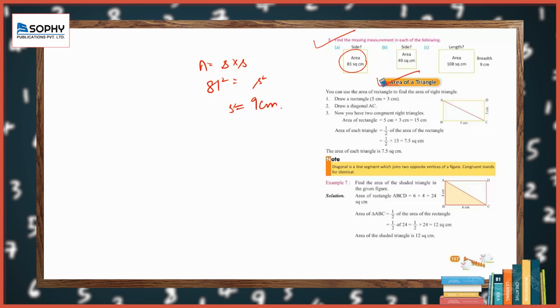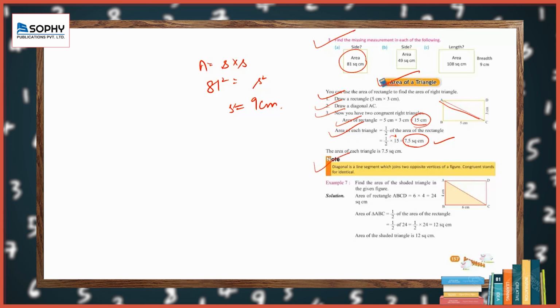Now, area of a triangle. You can use the area of a rectangle to find the area of a right triangle. Draw a rectangle 5 centimeter into 3 centimeter. Then we will draw a diagonal like this, students. See, now you have two congruent right triangles. Area of rectangle is equal to 15 square centimeter. Area of triangle is equal to half into 15, that is 7.5 square centimeter.